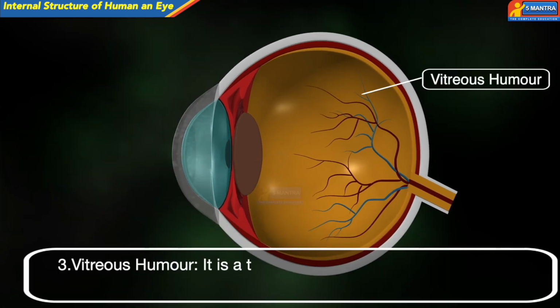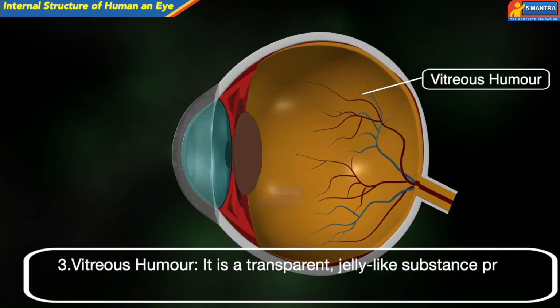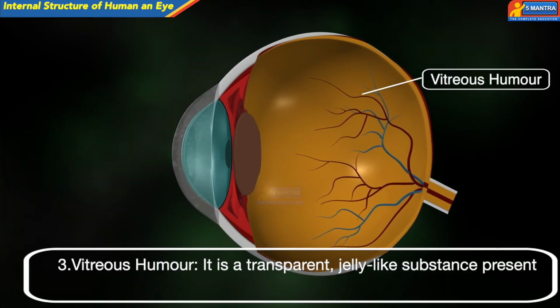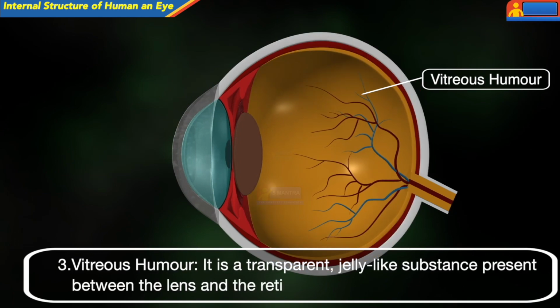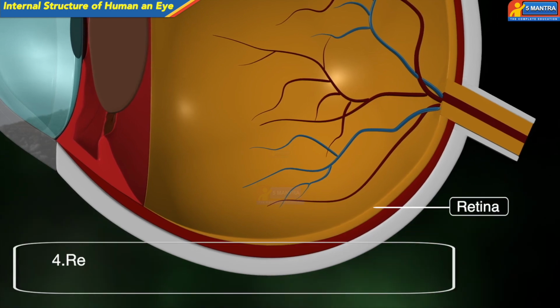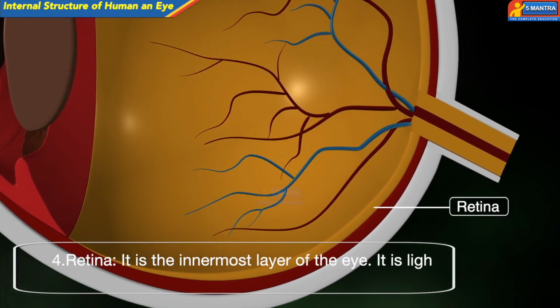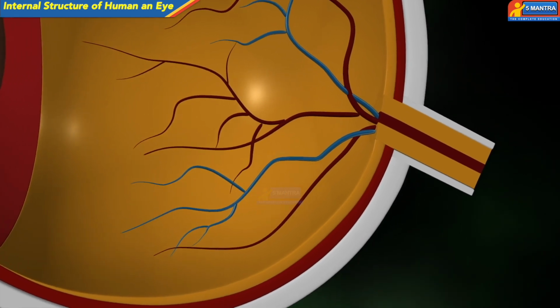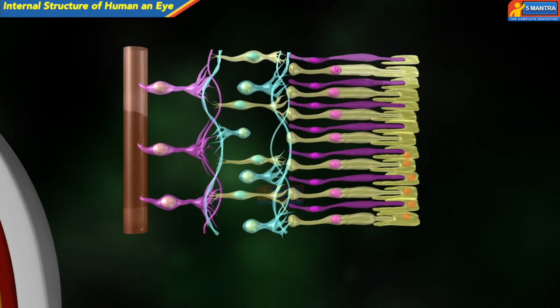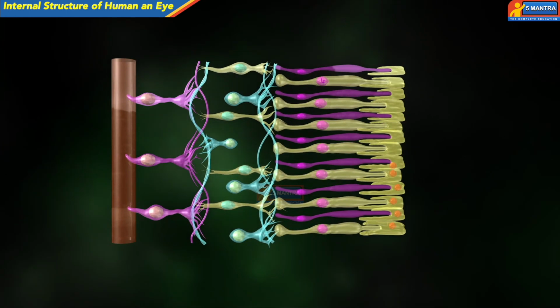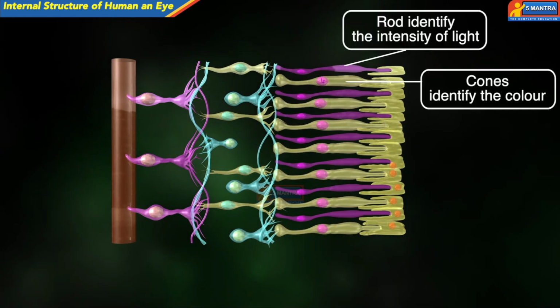Vitreous humor. It is a transparent, jelly-like substance present between the lens and the retina. It contains 99% of water. Retina. It is the innermost layer of the eye. It is light sensitive and acts as the film of a camera. It contains nearly 125 million receptors called rods and cones. Cones identify the color and rods identify the intensity of light.